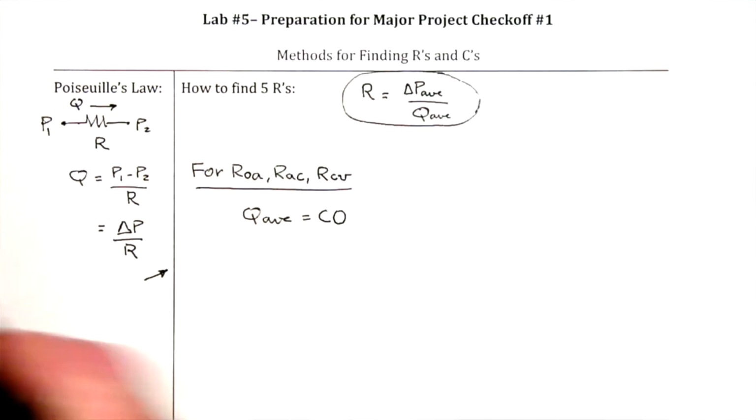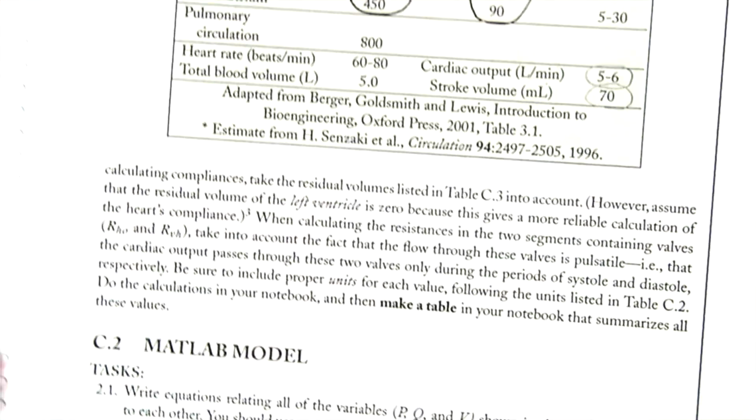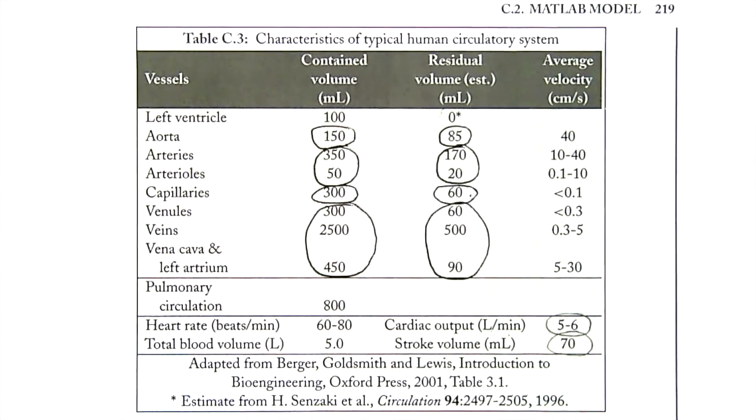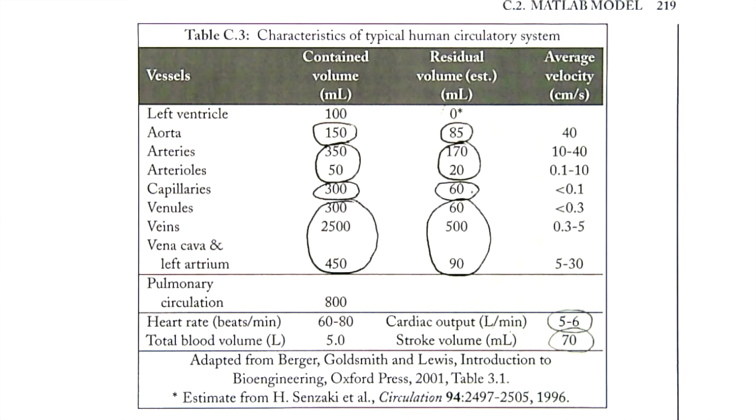Where do we find the cardiac output? The cardiac output can be found in a table in the textbook, table C3 here. And notice that down at the bottom right is the cardiac output for a healthy human in liters per minute, between 5 and 6 liters per minute. You choose any number within that range. It turns out that towards the top of that range gives a little bit better answers, but you choose whatever you'd like in that range.